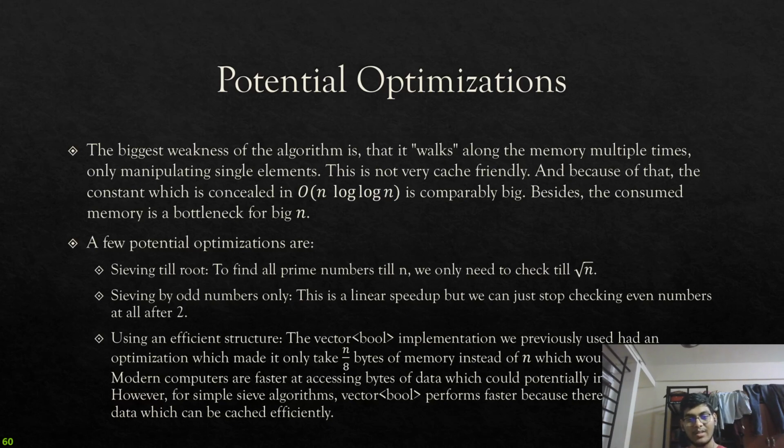Modern computers are actually way faster at accessing bytes of data, which could potentially increase time taken. However, for simple sieve algorithms, vector bool performs faster because there's a smaller size of data which can be cached efficiently.